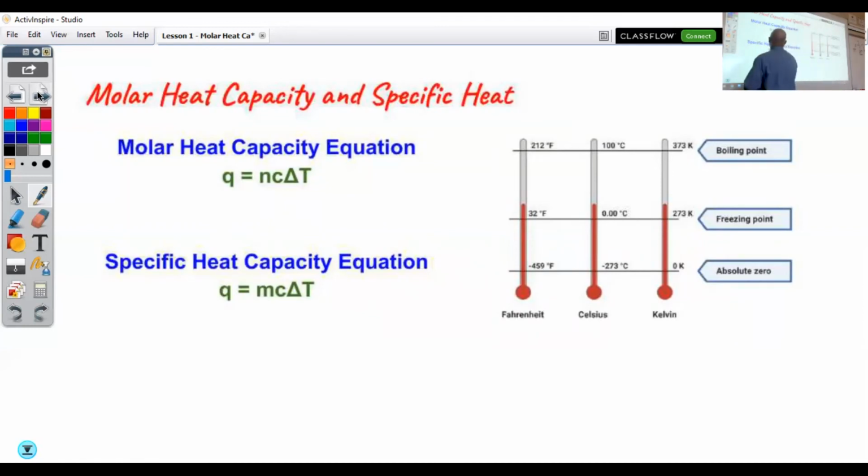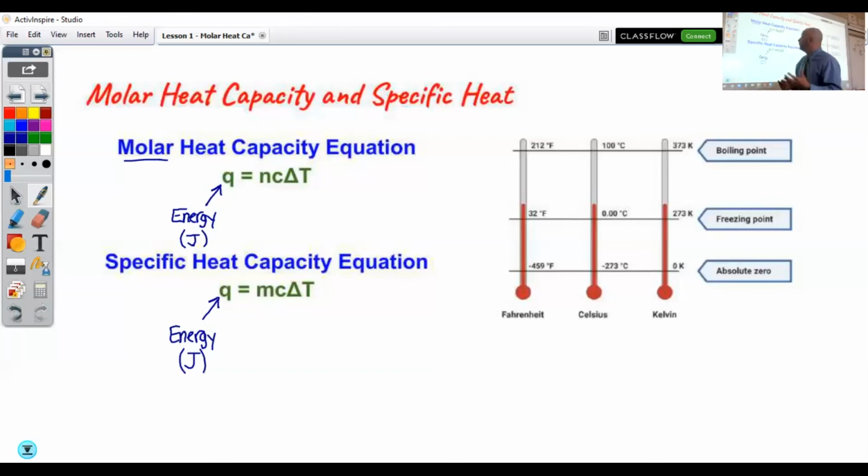So if we do that, we're going to first identify all of our different variables. In each of these cases, all the way on the left side, we have our energy. And energy, some of you may know, is measured in joules. So we have our energy in joules. Now, in the case of the molar heat capacity equation, molar heat capacity sounds like what other word that we've learned? Moles, hopefully. So in this equation, just like we saw in PV equals nRT, n is going to represent the number of moles.